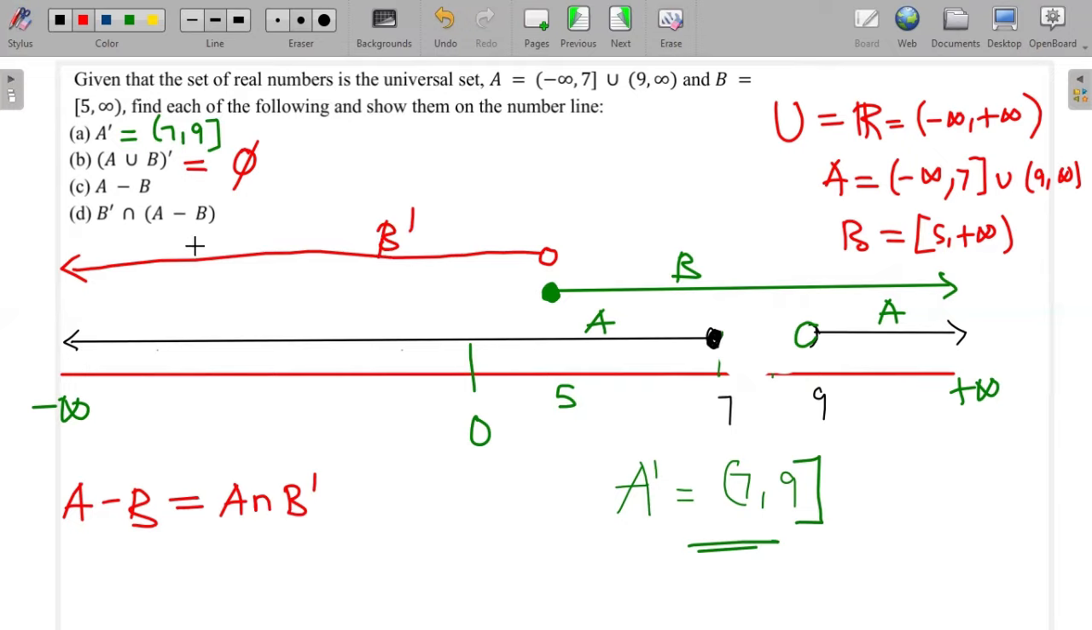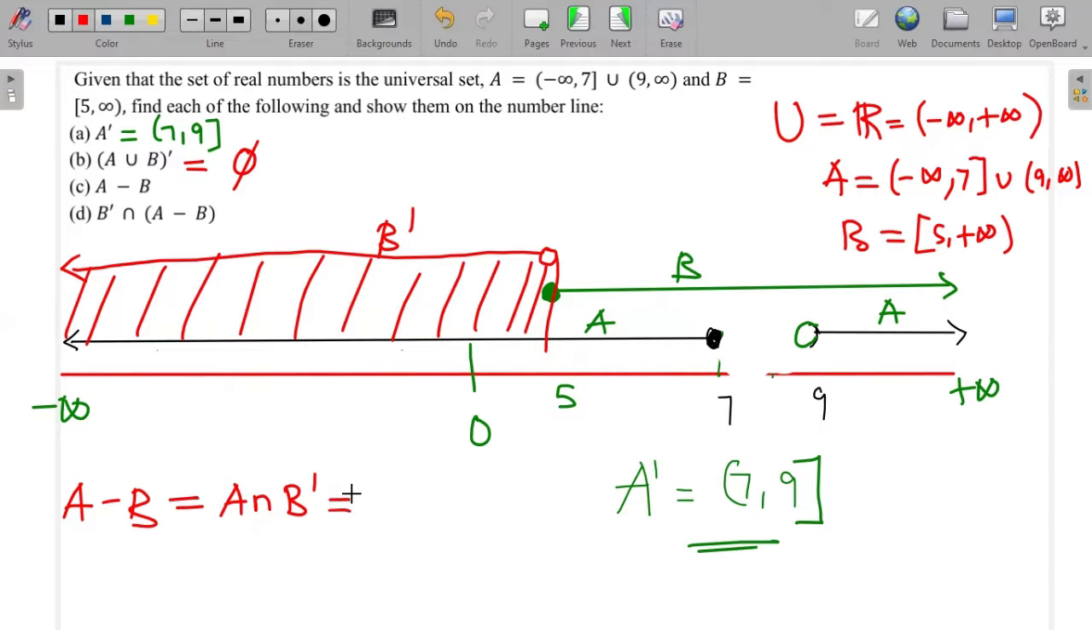You can see where the overlapping is, from minus infinity all the way to what? To this 5 here. Now you ask yourself, is the 5 included or not? We know for negative infinity it's always not included. So the 5, is it in A and is it in B complement? No. It is in A, yes, but in B complement there's an open circle, so it's not common between them. So I'll just write 5 and then a closed curve like that. So that is our A minus B. Any questions there?